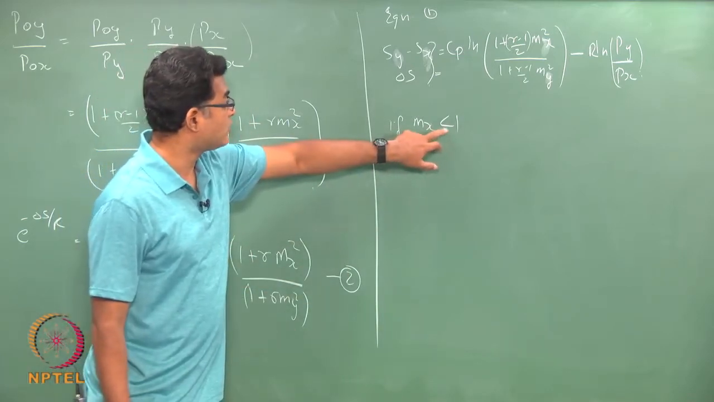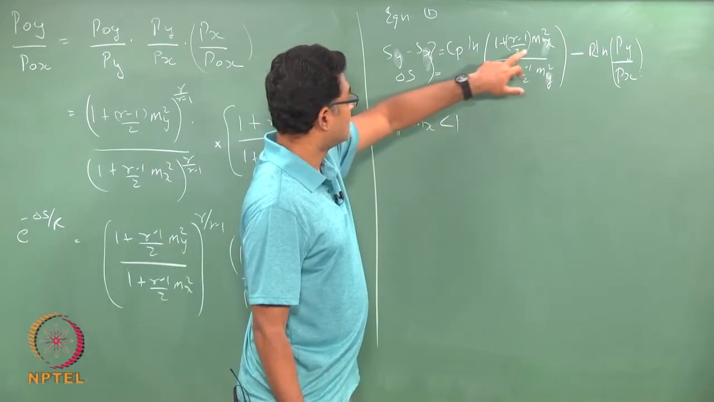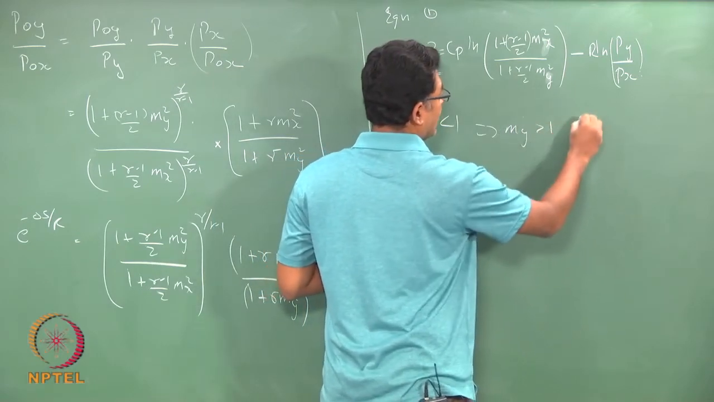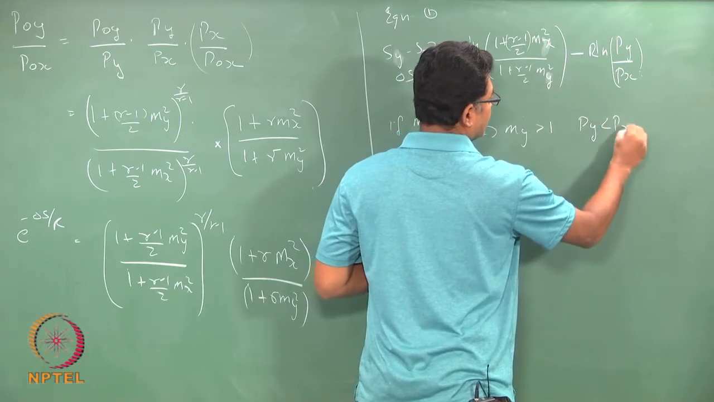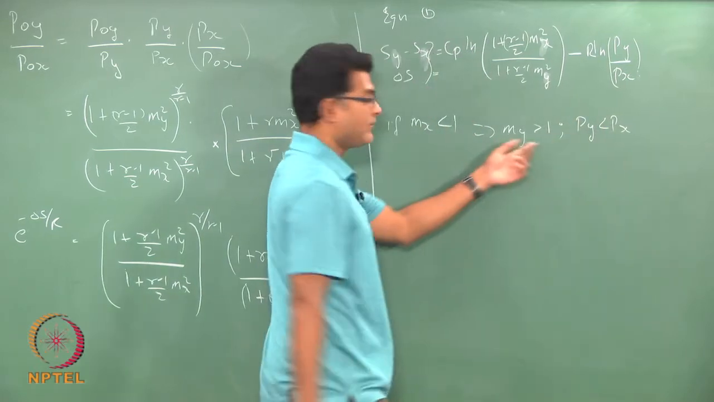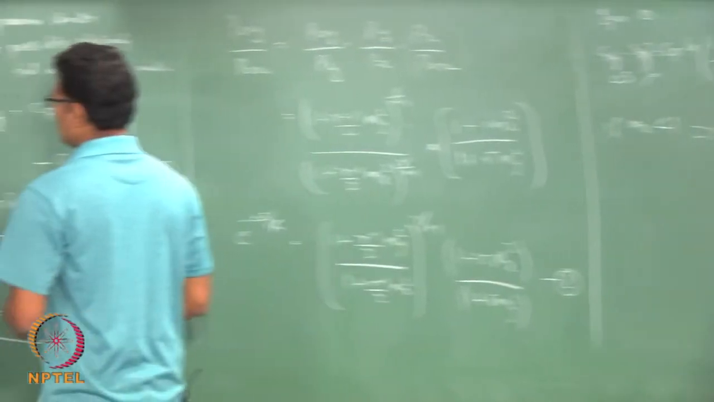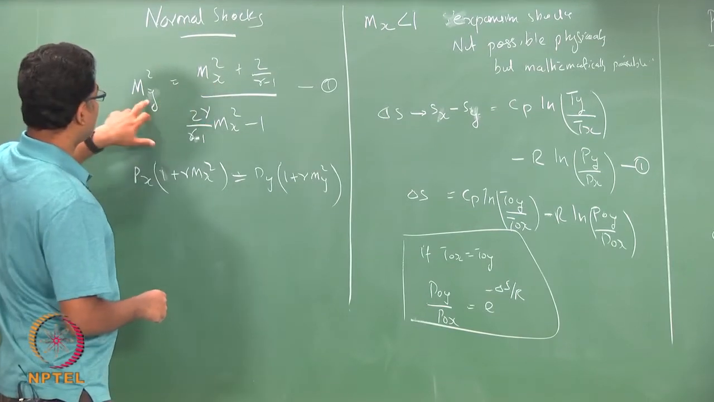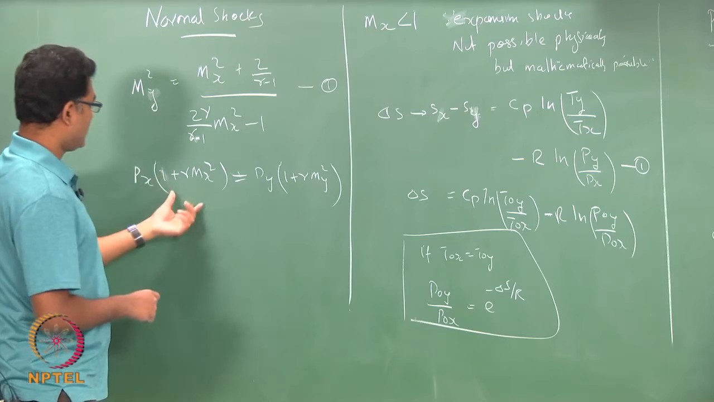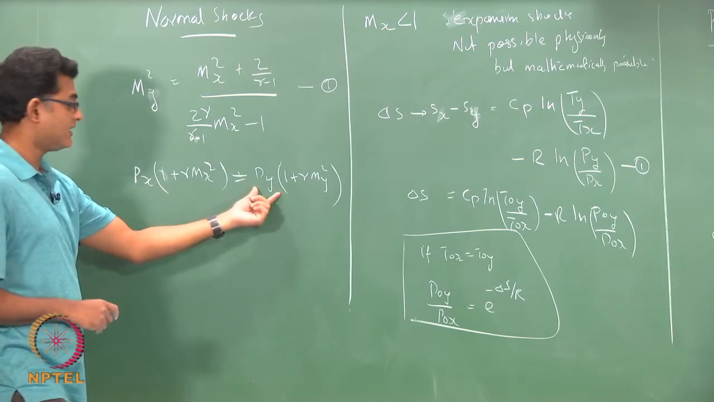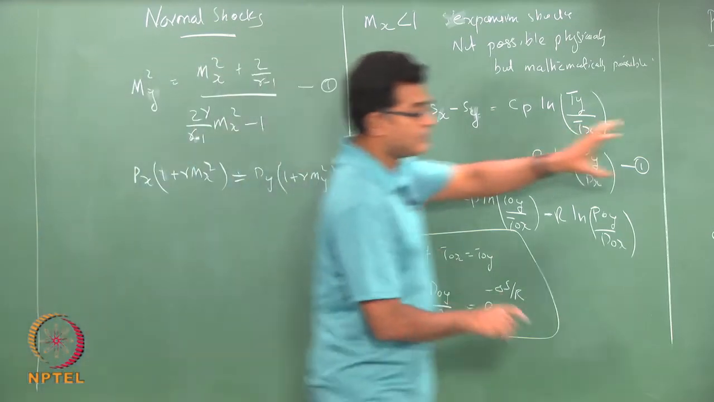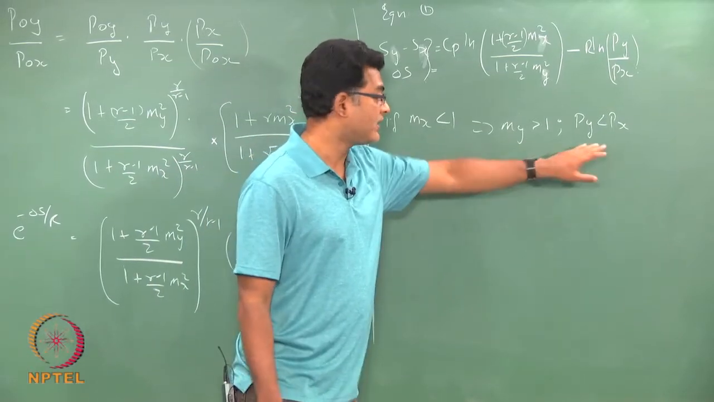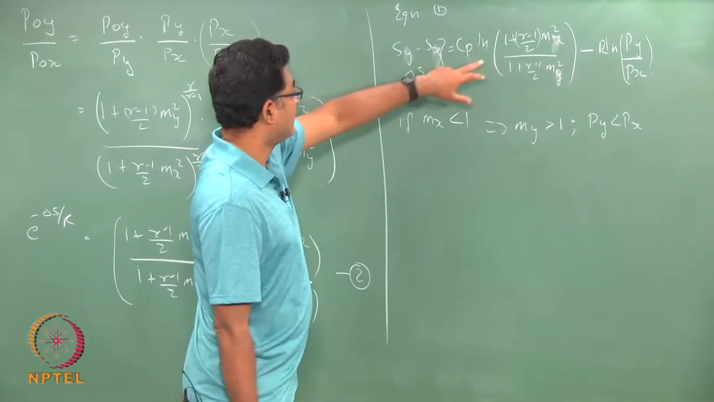So, if Mx is less than 1, we have seen My will be greater than 1 and Py will be less than Px. These two pieces of information you would get from this relation. So, if Mx is less than 1, you would get My to be greater than 1 and hence Py would be less than Px. So, these two pieces of information we will use here.